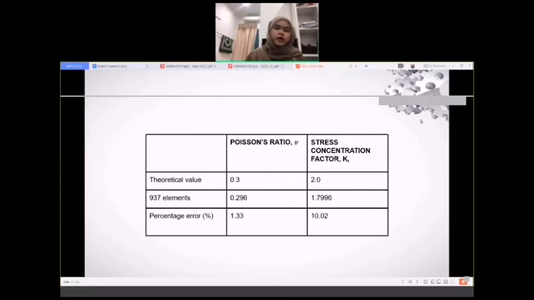So for any percentage error, it's probably due to manual errors during the calculation in the software, but it is not that much. So that means it is actually quite similar. Okay. That's all.